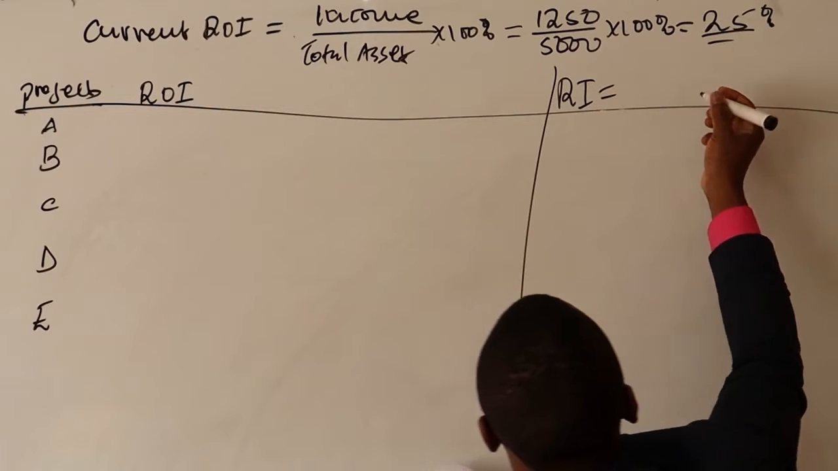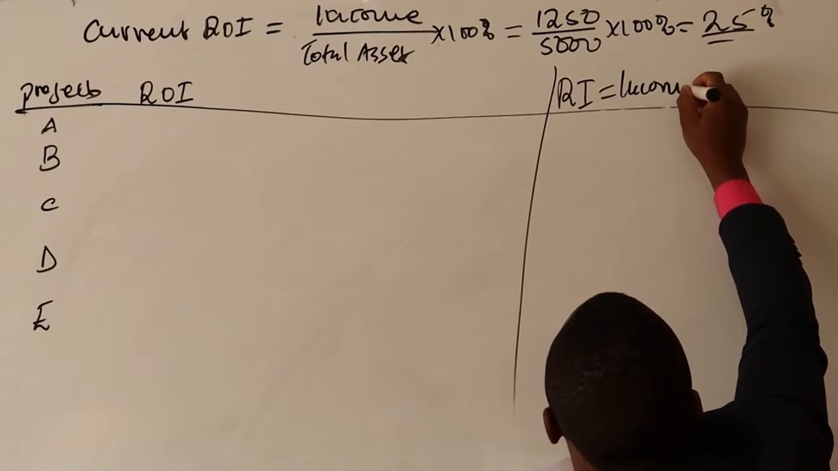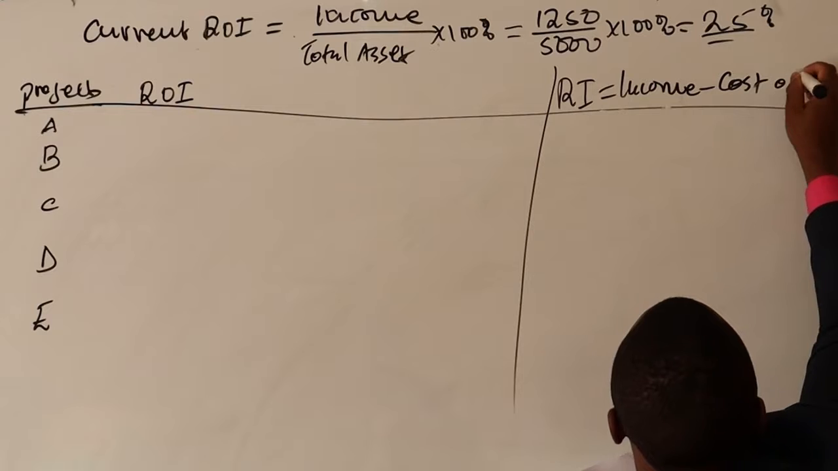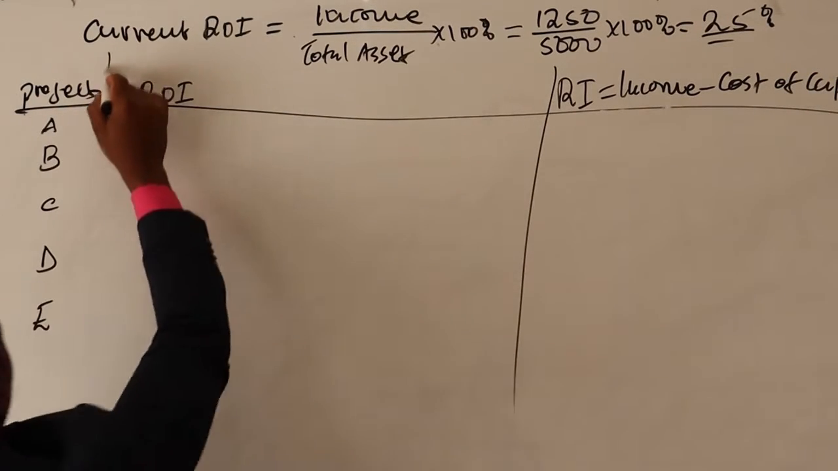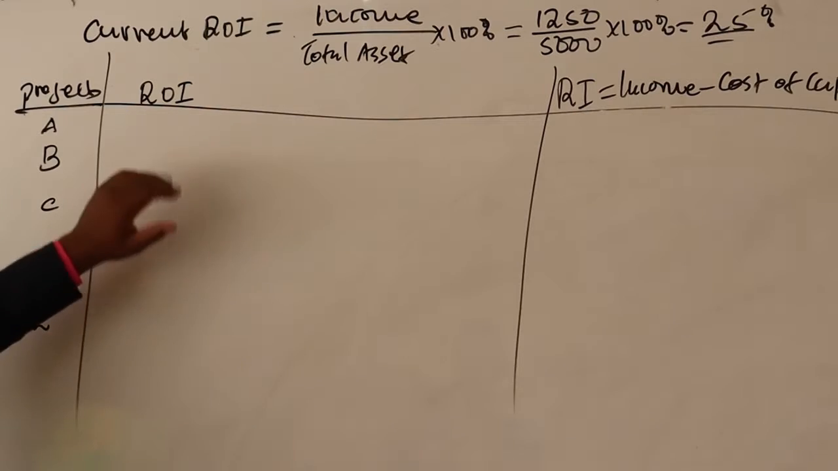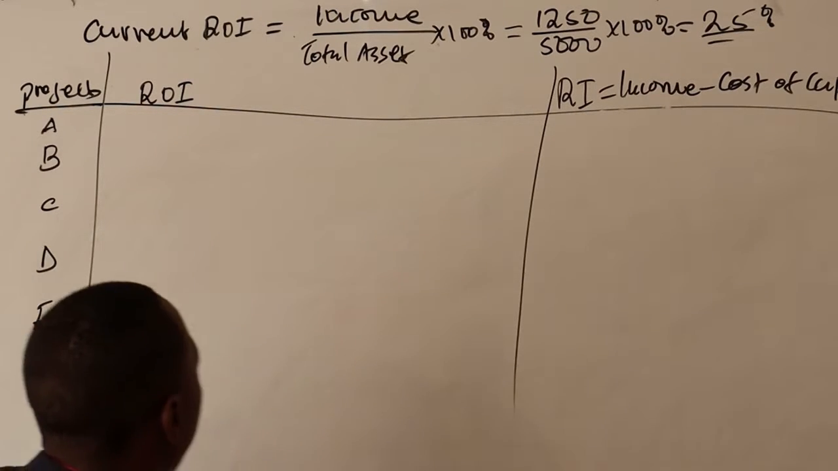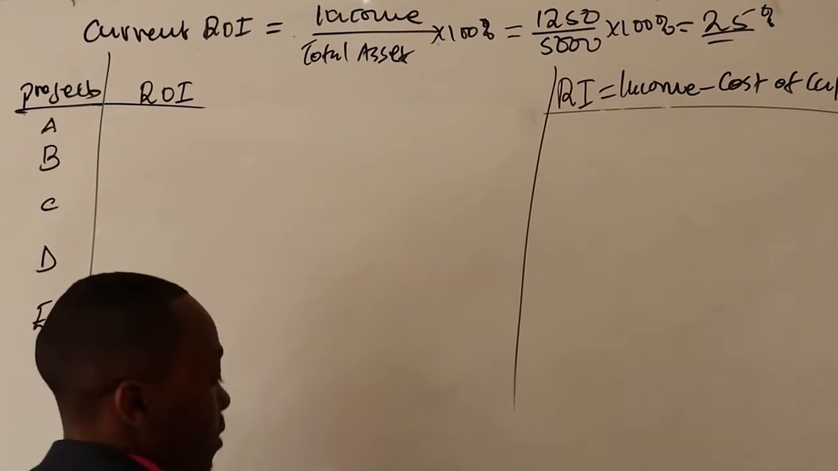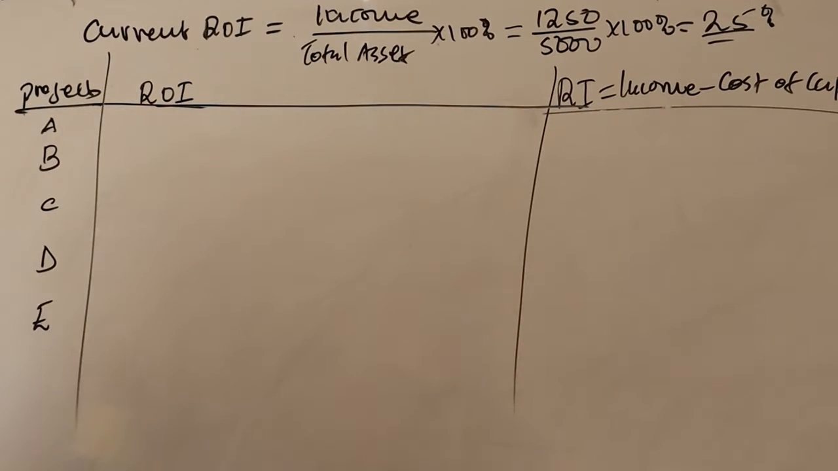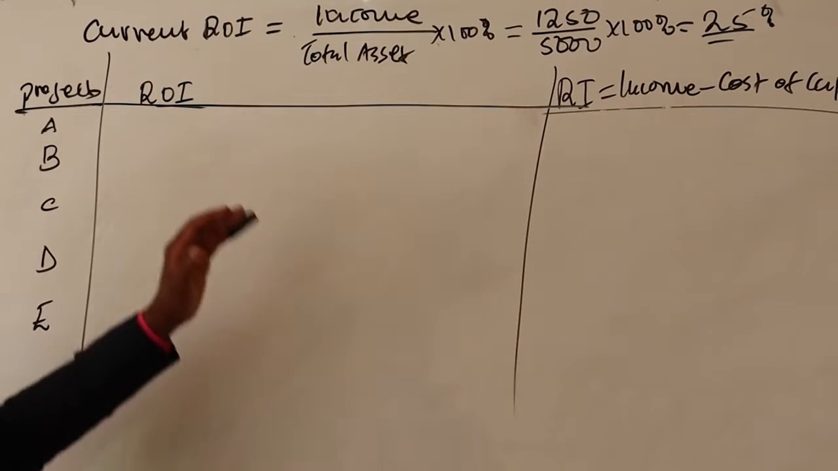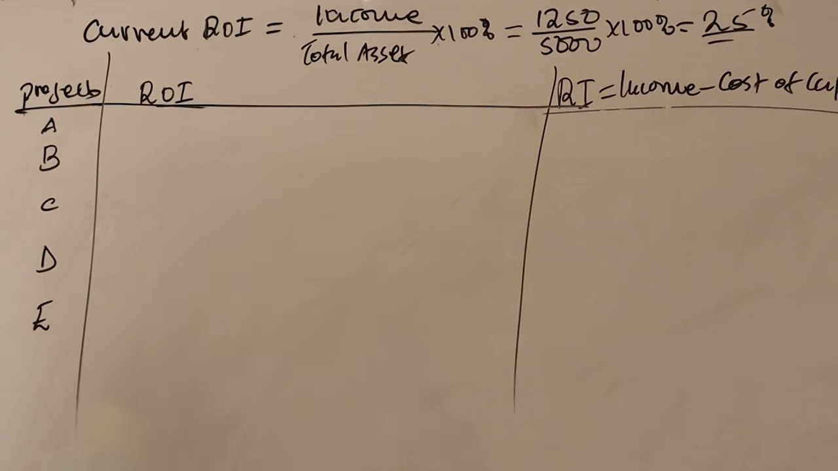How do you get the residual income? It's the income or the profit minus the cost of capital. So let's evaluate each. We start with the return on investment. How do you get return on investment? We have said that you take income and divide by the total assets.